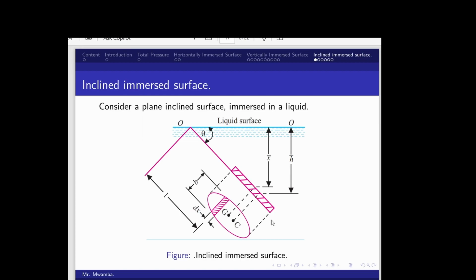Okay, so the next one we're going to talk about is when the immersed surface is at an inclined position.